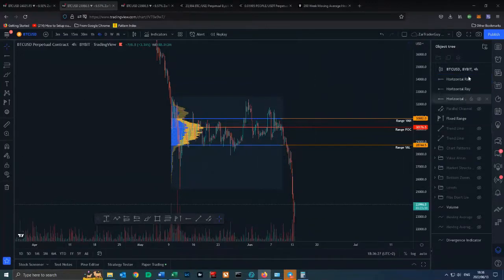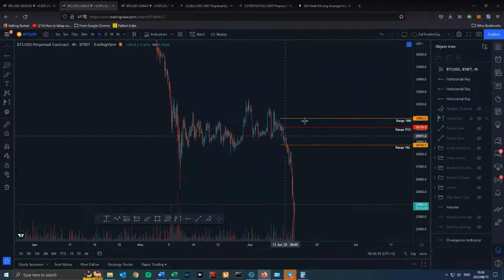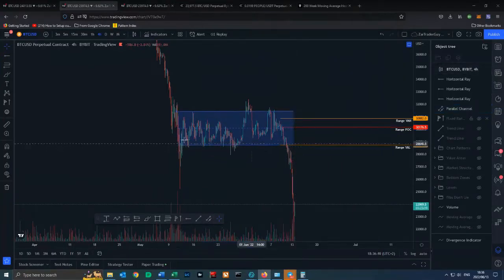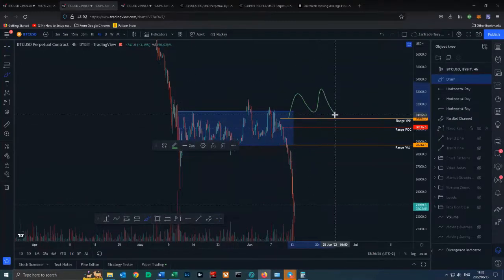So the importance of this: I can switch off my fixed range, and there I can see where my value area high is and my value area low. So I was trading this range up until it broke. If this range now had broken the value area low, which it does, that meant that there's a new range. This range has now become invalid. If we had broken up above and reclaimed this value area high here, then we could have possibly seen it retest there and go up a little bit higher.